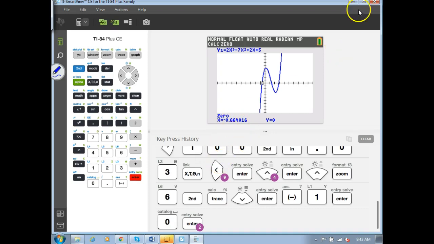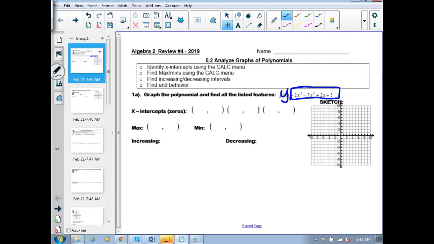So negative 0.66, comma 0. Let's go to the hundredths place on this. Negative 0.66, comma 0. If we're writing some notes to ourselves, the zero finder is in the calc menu. You go to second trace, and then you choose number 2, zero finder.